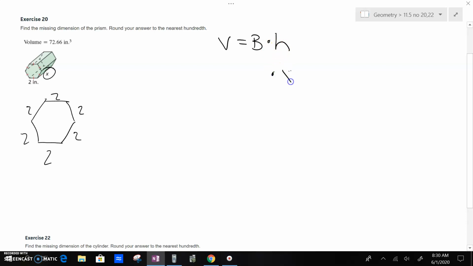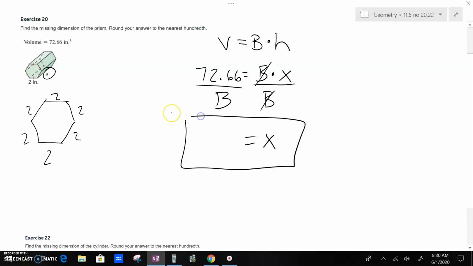Our height is our x, our volume is 72.66, and that's equal to the area of the base times x. So whatever the area of the base is, to solve for the missing side length, or missing height, what we're going to do is divide both sides by that number. On the right, that's going to cancel out the areas. On the left, that's going to equal 72.66 divided by base. On the right, x equals. And so whatever that number is, 72.66 divided by the area of the base is our answer.